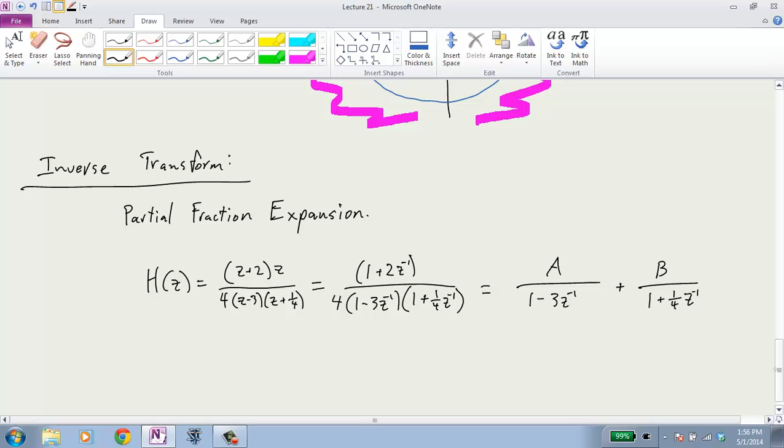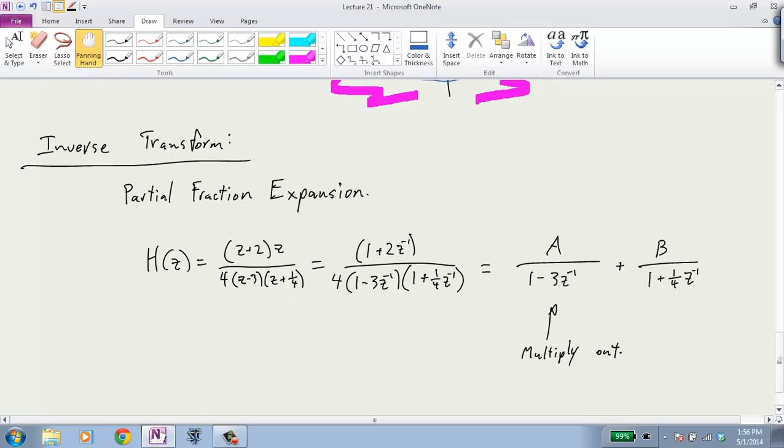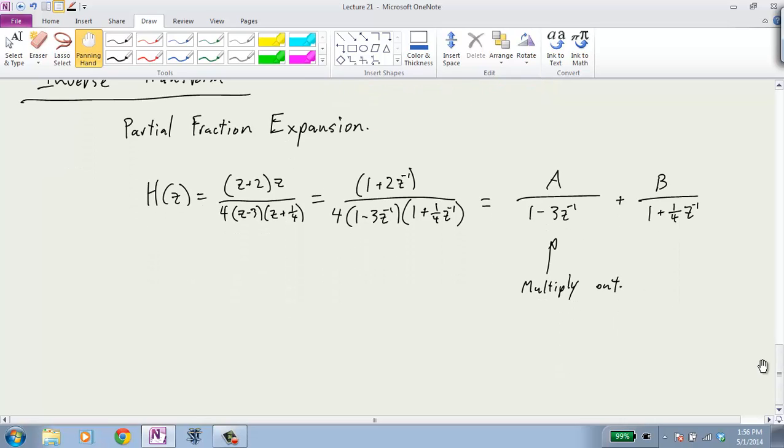For example, you can multiply it out. If you multiply this out, the numerator will be some function with A and B in it. You equate that with the numerator over here, and you match up the parts that have z inverse and the parts that don't have z inverse. And you solve this linear system of equations to find A and B. There's a trick I'm going to teach you. I'm going to assume you know that method, that you could do that if you need to.